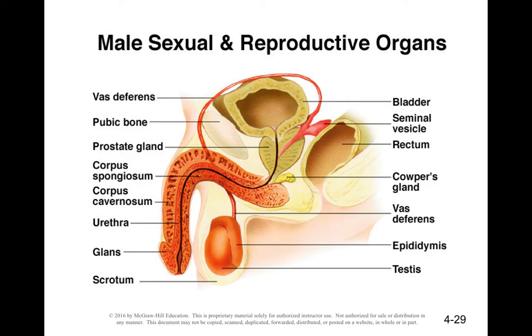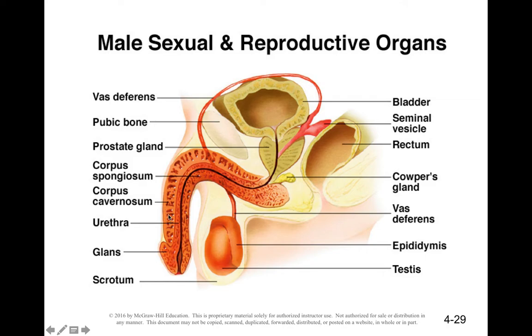Here's this picture again. Let's do a quick review. Here at the bottom we have the scrotum, the testis, the epididymis, the vas deferens that moves up here around the pubic bone, travels here, joins the duct from the seminal vesicle to form the ejaculatory duct, meets up with the urethra from the bladder to come out here and come out of the urethra.